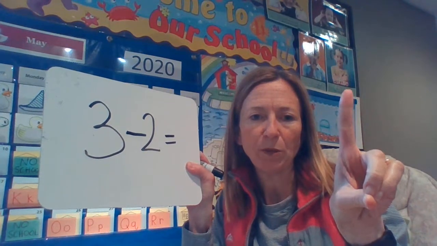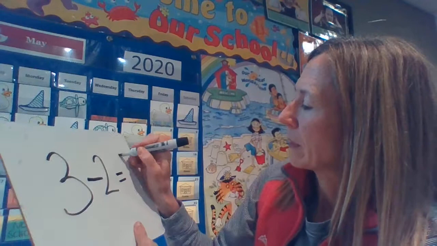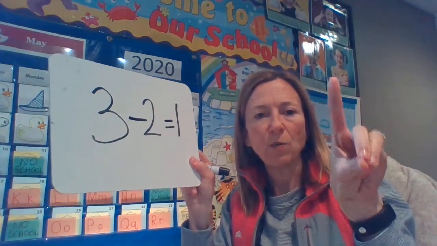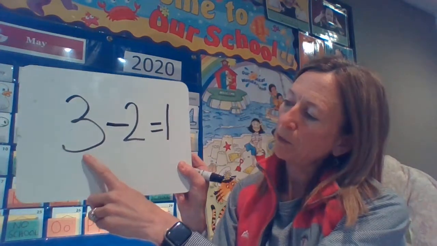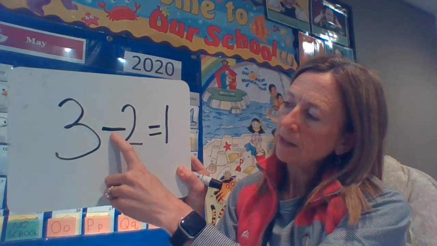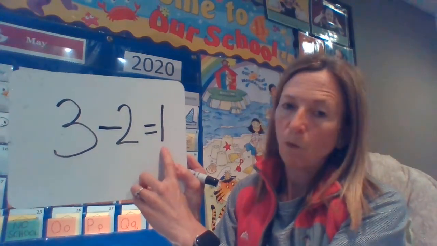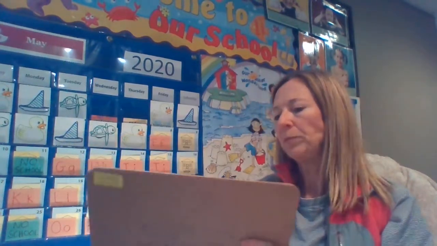How many fingers does Mrs. Ceplina have left? Just 1. So we know that 3 take away 2 gives you 1 left over. 3 take away 2 equals 1. Let's try it again with her sailboats.